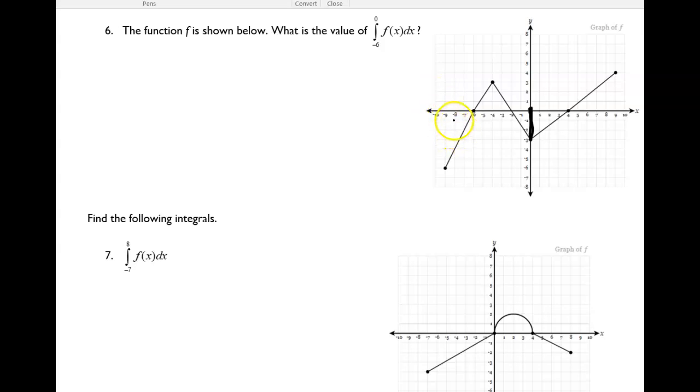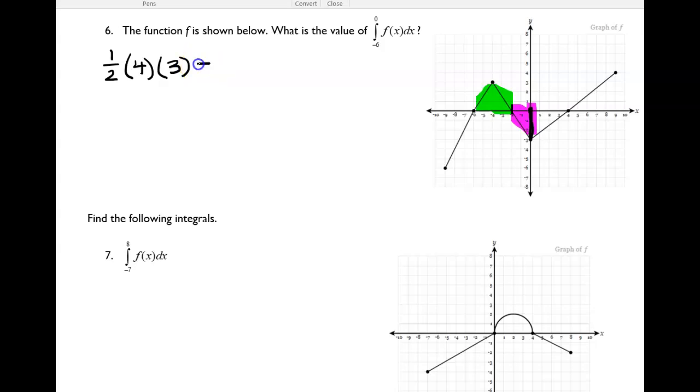So again, let's pay attention to what part of our graph is positive versus what part of our graph is negative. So this area up here will be positive. This chunk below will be negative. So when I'm finding the area above, I will add, below I will subtract. So for the triangle above, remember area of a triangle is half base times height. My base is 4 from -6 to -2, and my height is 3.